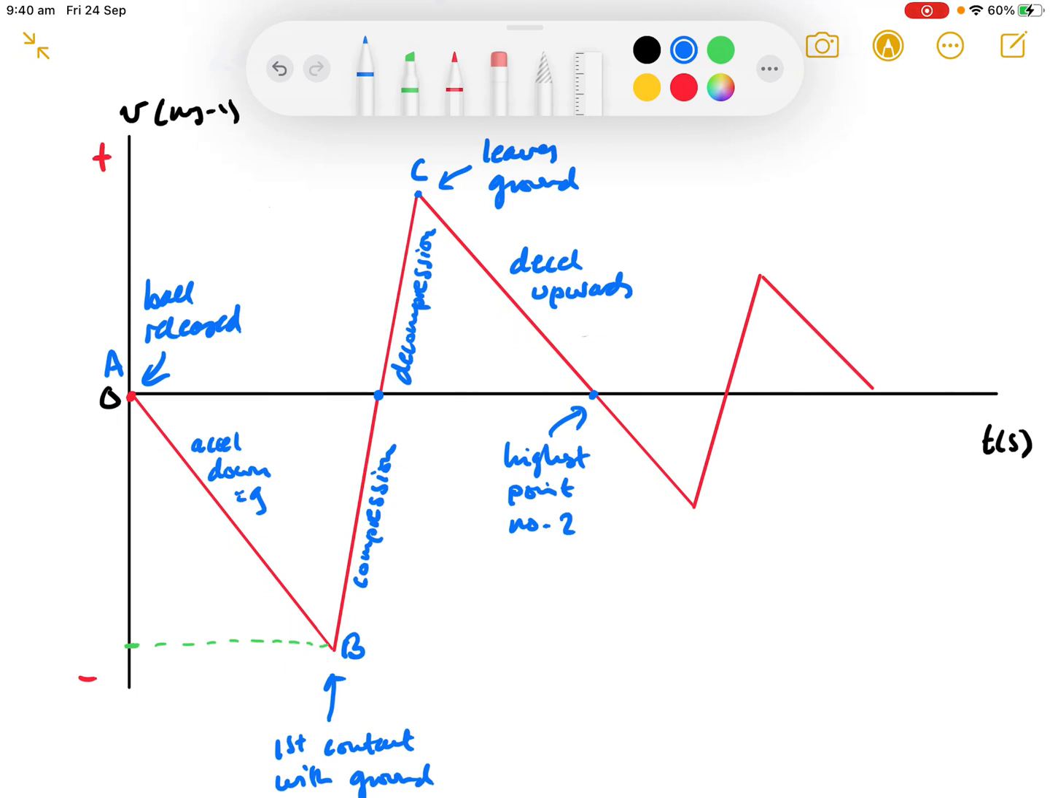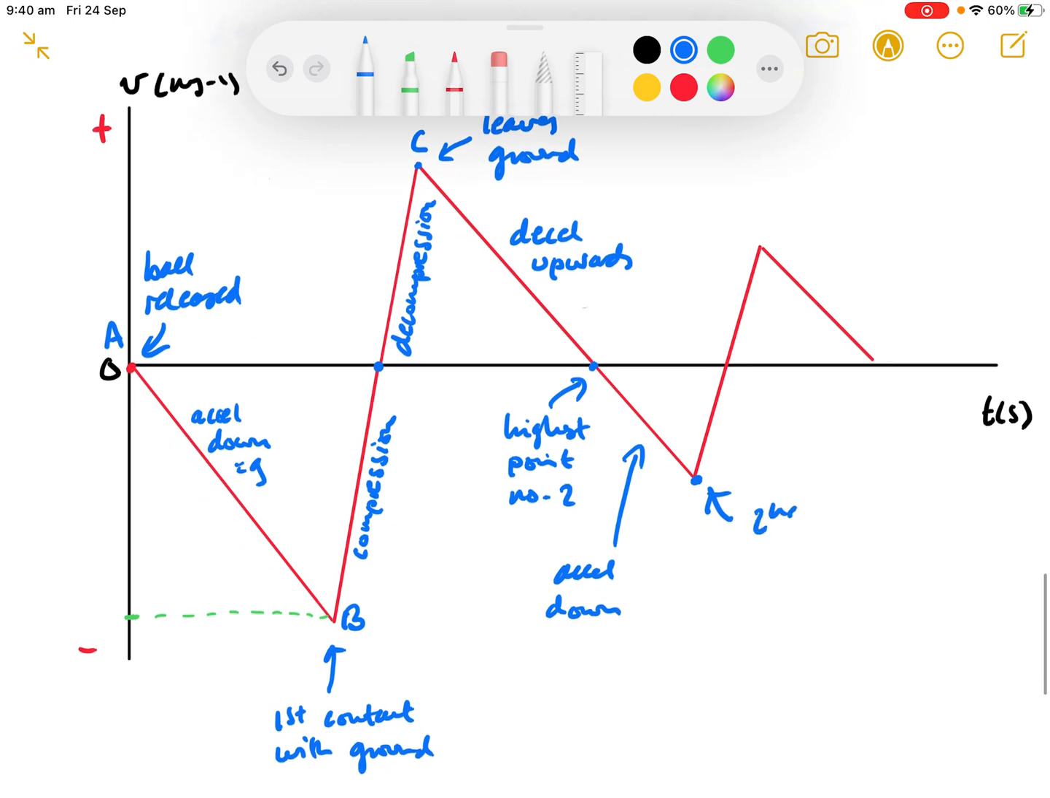Okay, so it's decelerating upwards now. It's reached its highest point, and it then accelerates down again, and here you have the second contact with the ground, and the cycle repeats itself.